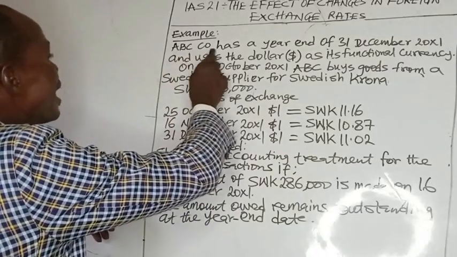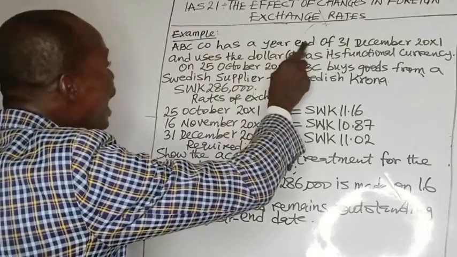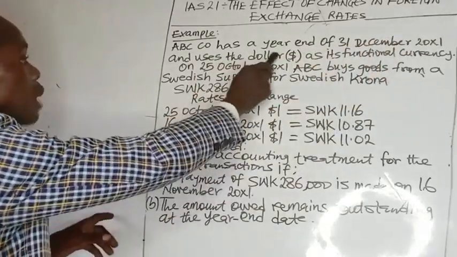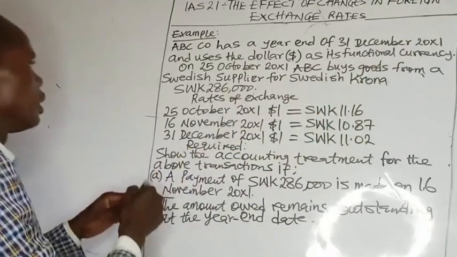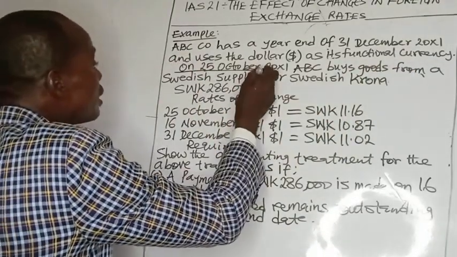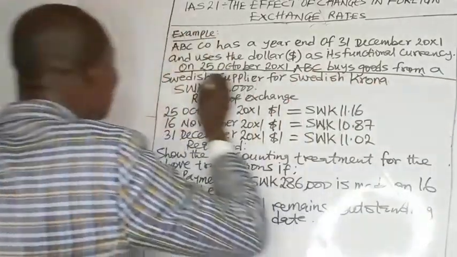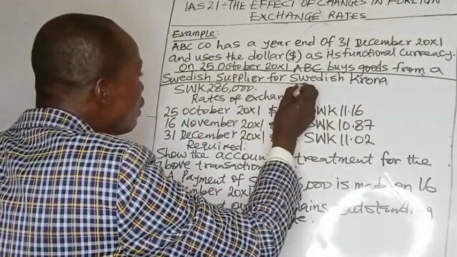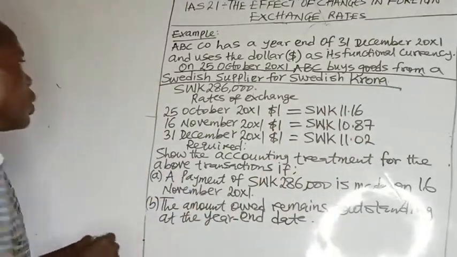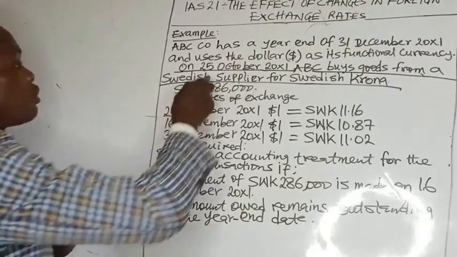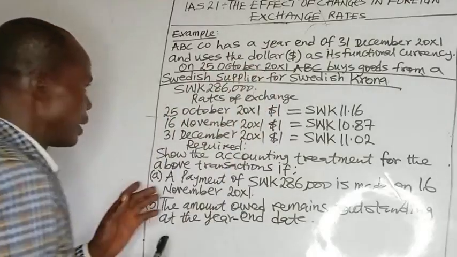So, ABC Co. has a year-end of 31st of December. This is the reporting date. It uses the dollar as its functional currency. On October 25th, 20X1, ABC buys goods from Swedish suppliers for Swedish krona. So, goods were bought on credit on the 25th of October 20X1.